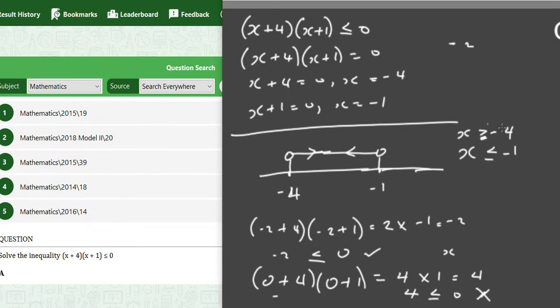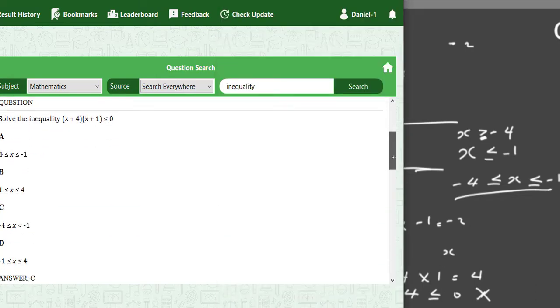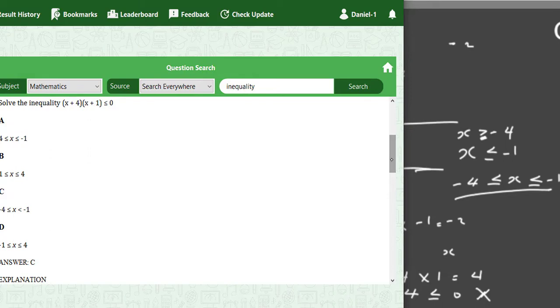So let's see which option is the right option here. The correct option here is option C, that is x is between minus 4 and minus 1, but this time around with the equality sign for both. Okay, so let's take a look at another example.